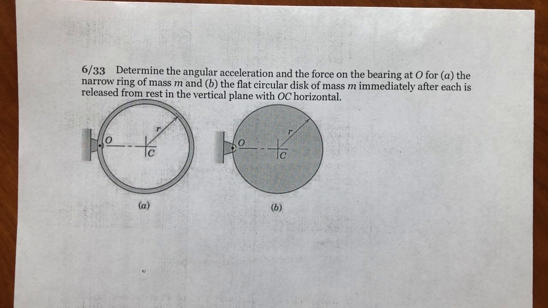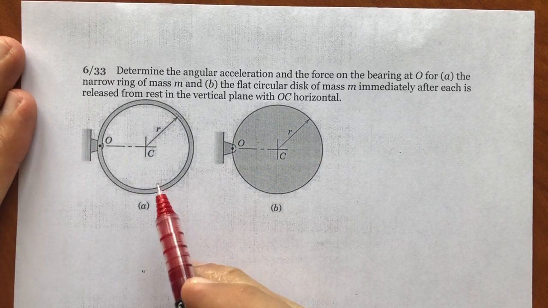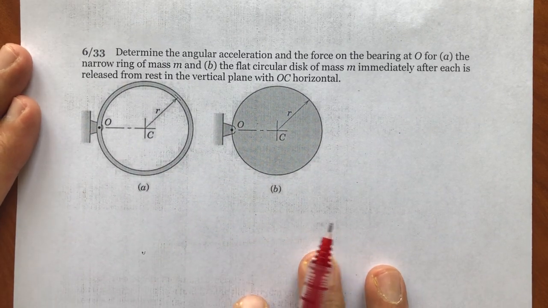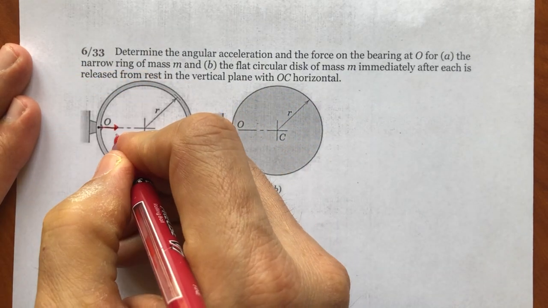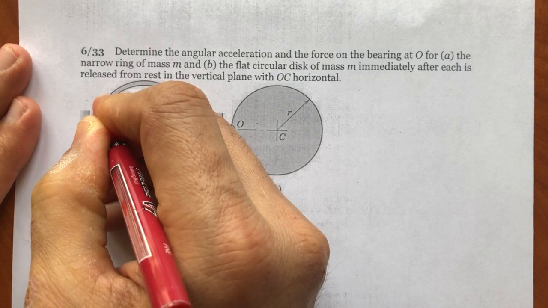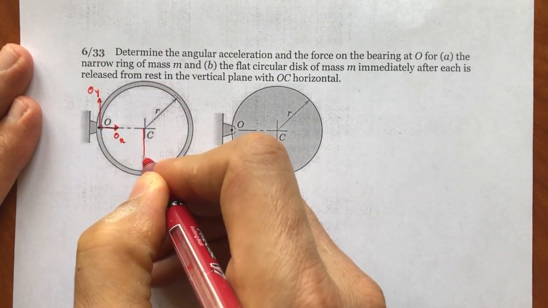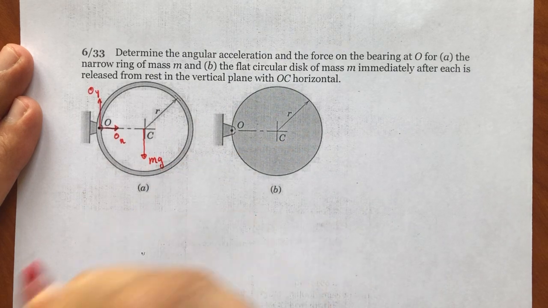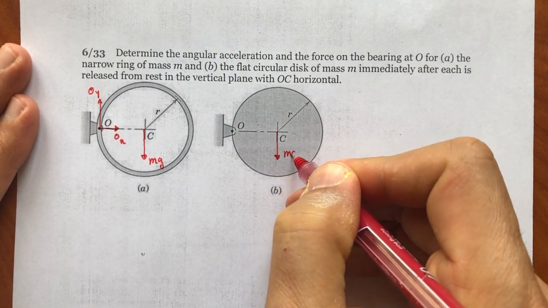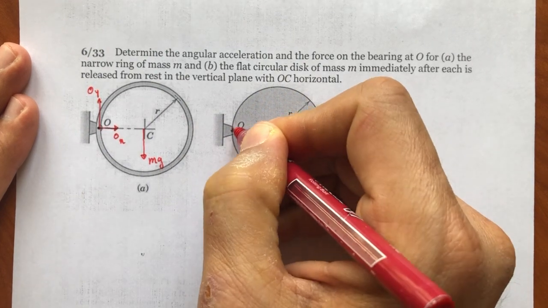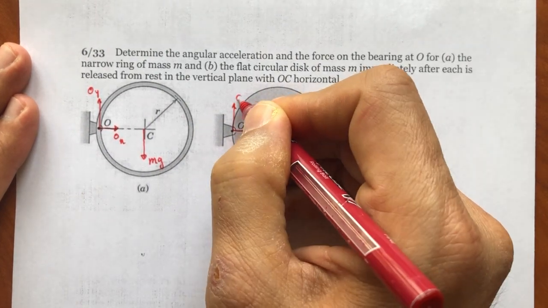So again, to solve any of these problems, both of them are going to have the same method. We need to draw the free body diagram of them. In this one, we have two reaction forces, OX and OY, and also we have gravitational force, mg. Same thing goes here too. We have mg here, and also two reaction forces, OX and OY.